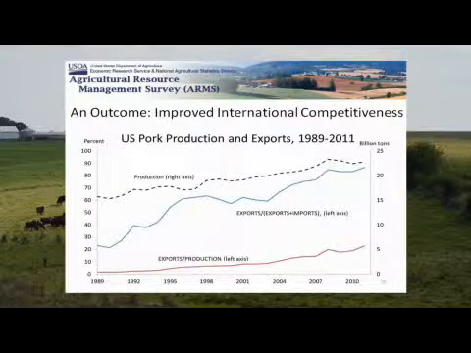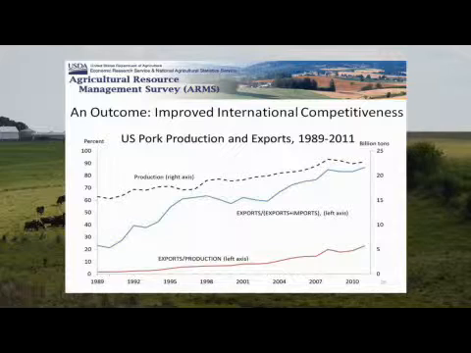Now, the outcome of this turned out to be most important in international trade. This is a chart that measures certain types of outcomes in the hog business. The dashed line shows trends in total production, which increases in about a 20-year period by around 40%.